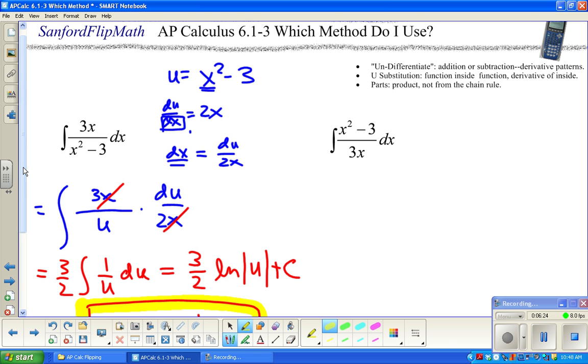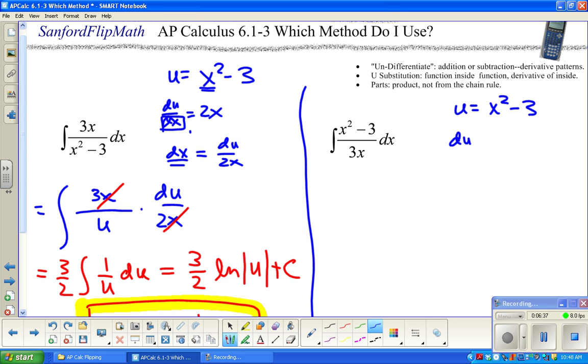All right, so my claim before was this other problem is completely different. Well, I mean, yeah, I could make x squared minus 3 into u, and du would be 2x, but the problem is this isn't times x. This is divided by x. This is really like 1/3 x to the negative 1. So this is not a u substitution problem at all.